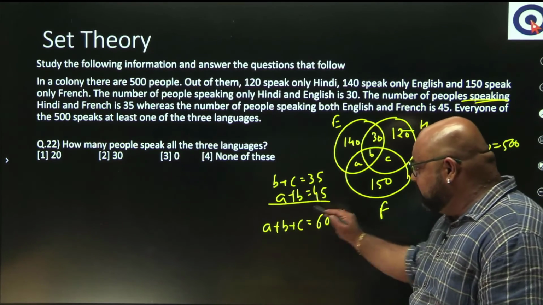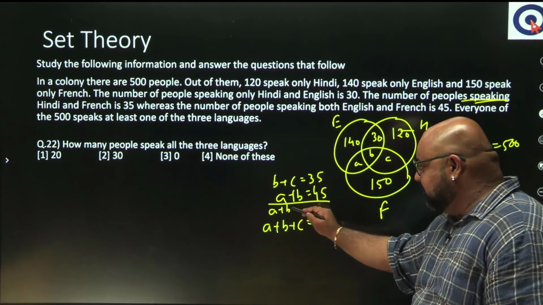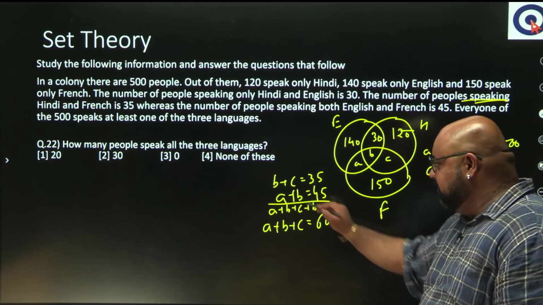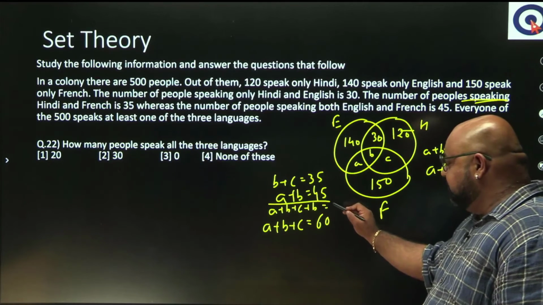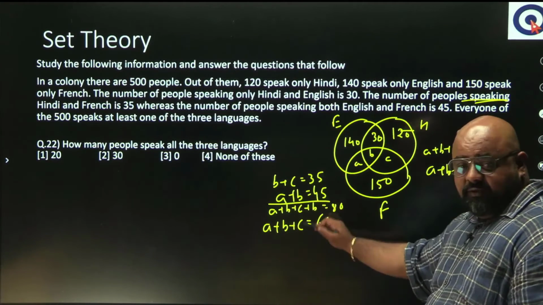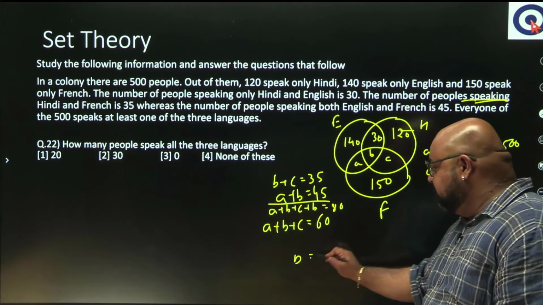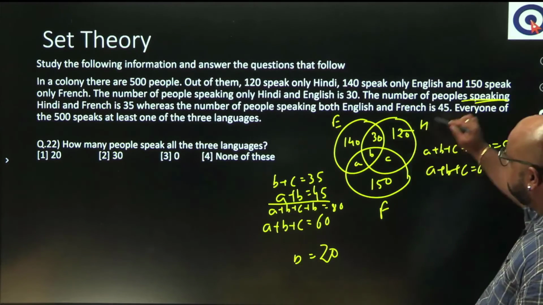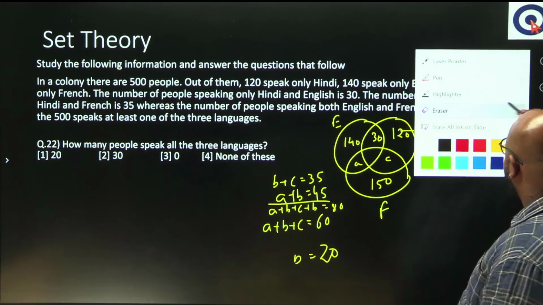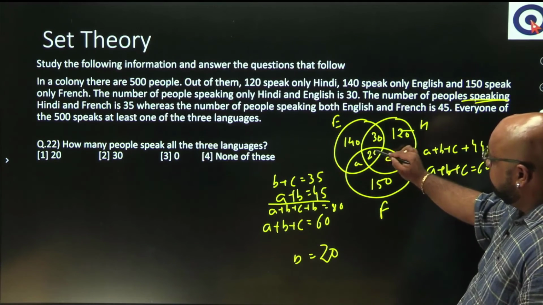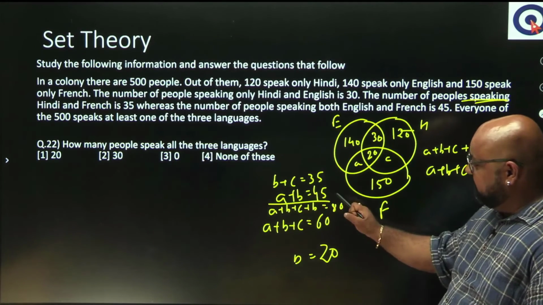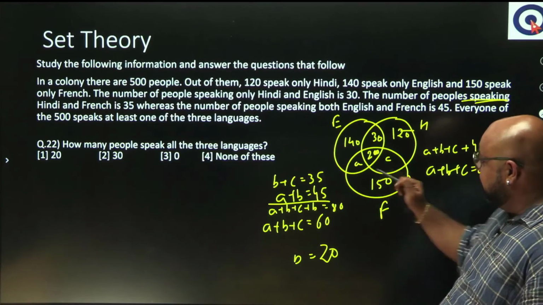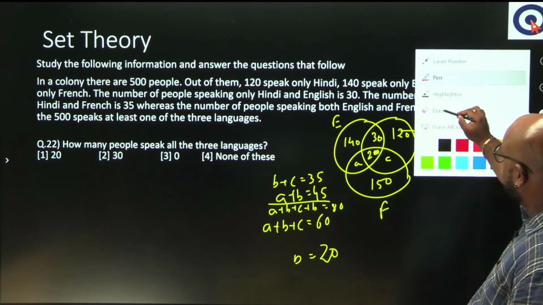If I add these two, I'll get A plus B plus C plus B, because B is twice, 70 plus 10, 80. If you subtract these two, you'll get the value of B as 20. And therefore, the number of people speaking all three languages here becomes 20. Since A plus B was 45, B has become 20, so A will become 25.